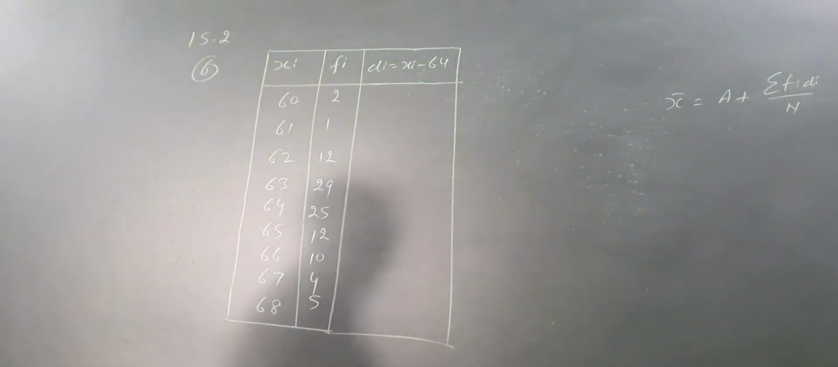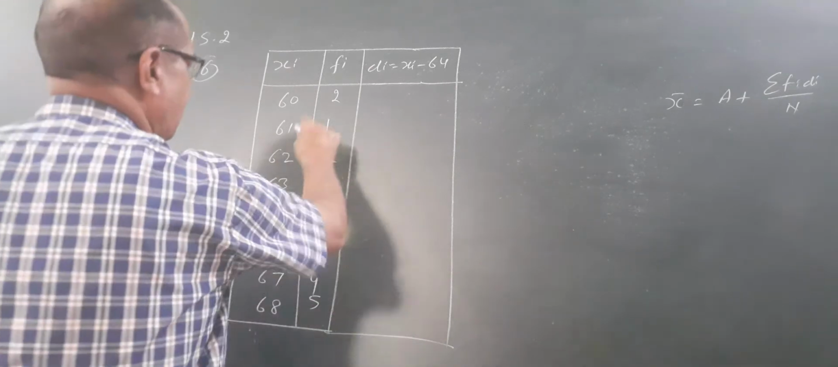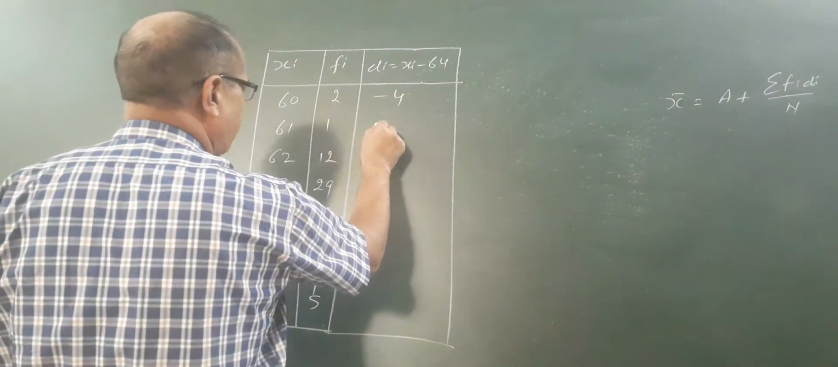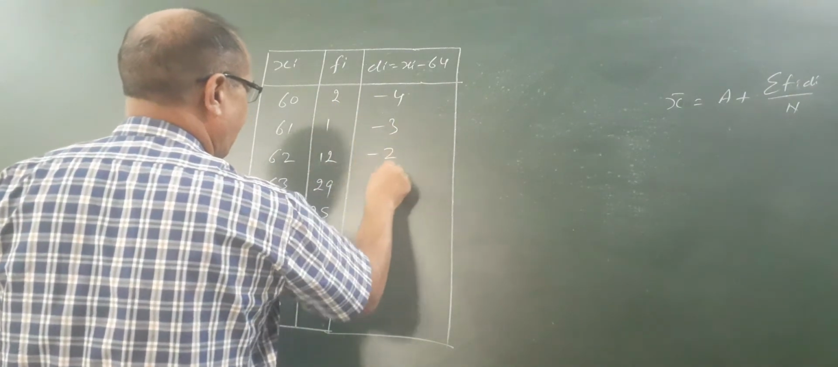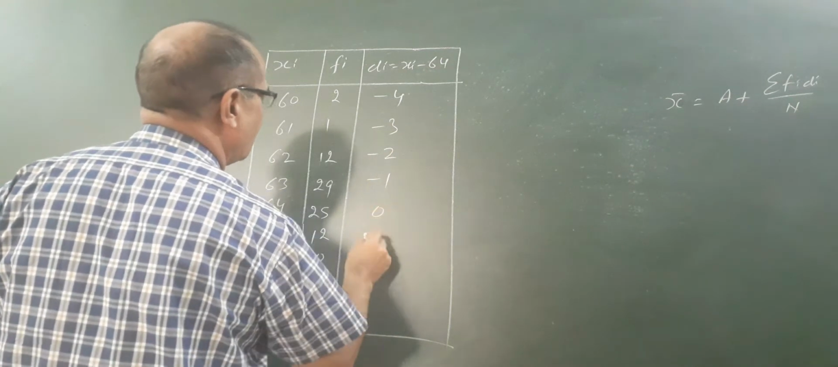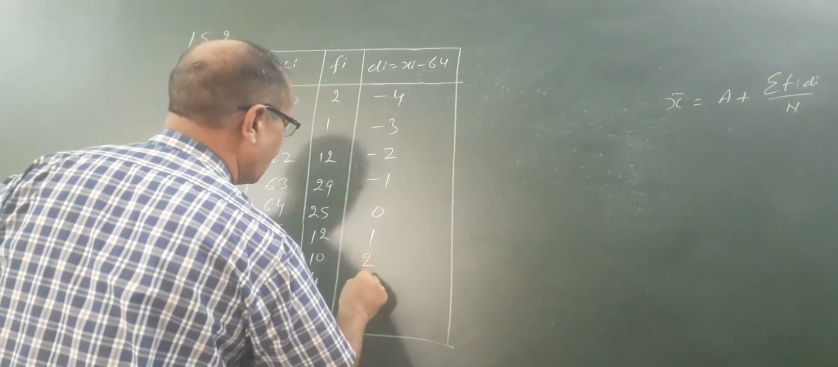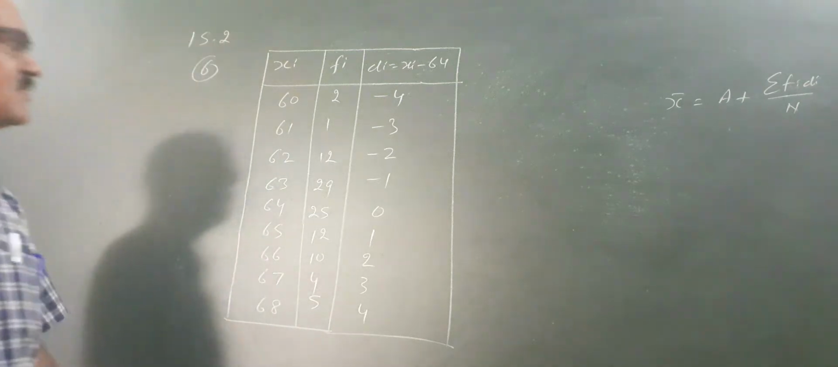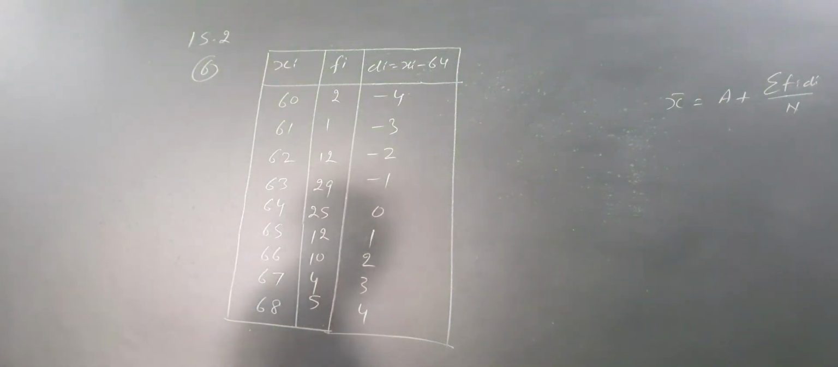Okay, so by taking assumed mean 64, I will write the table of this. Di is xi minus 64, so the values become minus 4, minus 3, minus 2, minus 1, 0, 1, 2, 3 and 4.